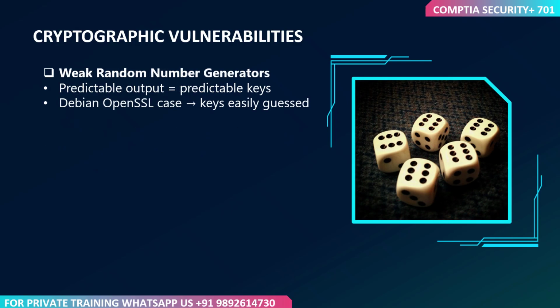Then there are weak random number generators. Randomness is crucial in cryptography. It's used for generating keys, session tokens, and other critical values. But if a random number generator is predictable, then the keys it produces can also be predicted. That's what happened in a famous case with the Debian version of OpenSSL. An error caused it to generate predictable keys, and those systems were vulnerable until patched.